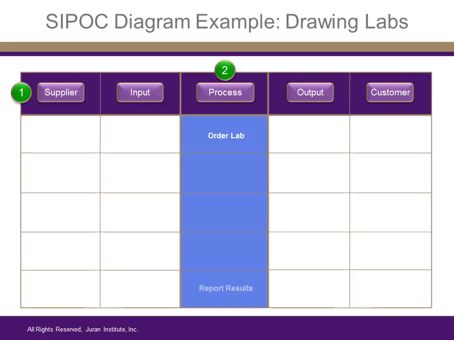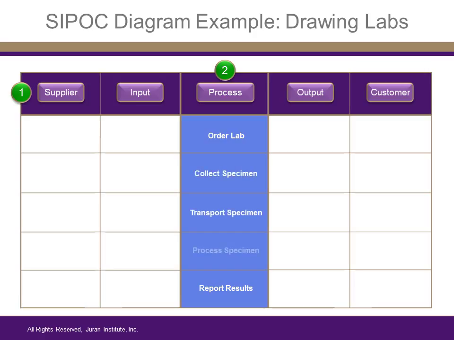The next step in creating a SIPOC diagram is to list the first and last steps of our process. Remember, when listing your process steps, you want to use verbs to describe each specific step of your process. In this example, we are looking at the process of drawing labs. Thus, the first step in the process is to order the lab. The last step in the process is to report the results.